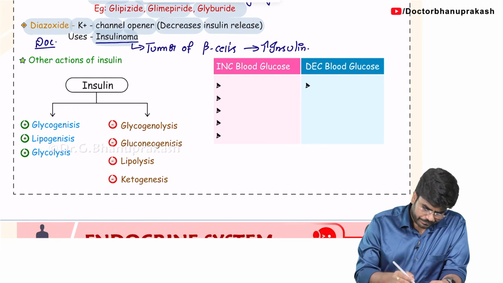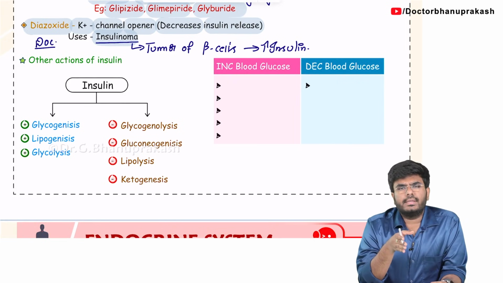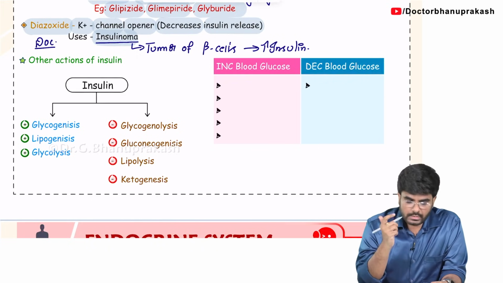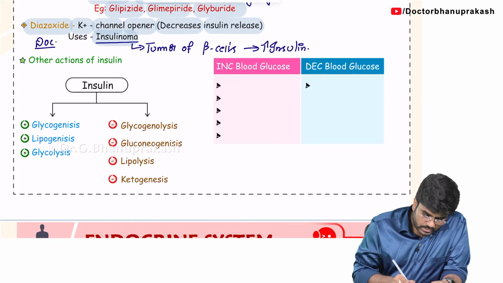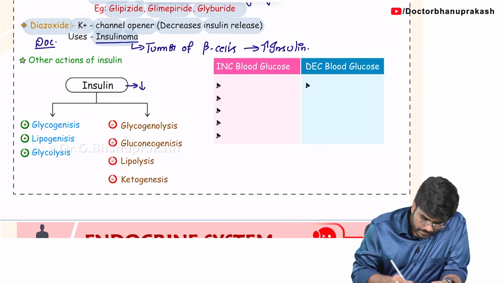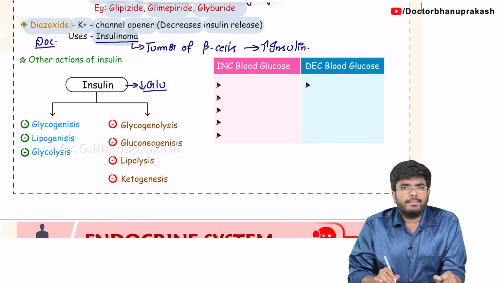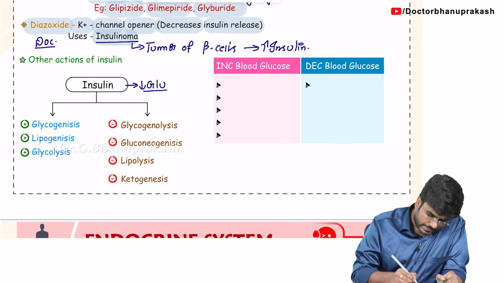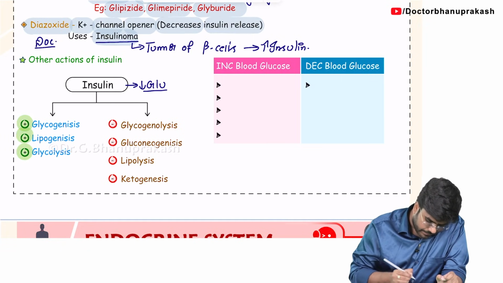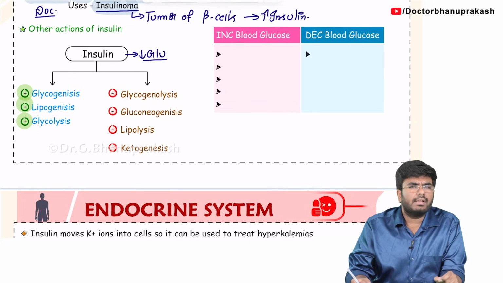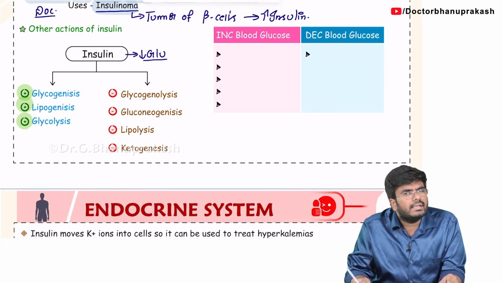Guys, I have already explained that insulin is going to move the glucose from the blood into the cells. So what is the main action of insulin? Insulin always wants to decrease the blood glucose levels, we all know that. Now listen carefully: insulin is activating certain biochemical reactions in our body which can actually decrease the blood sugar levels.